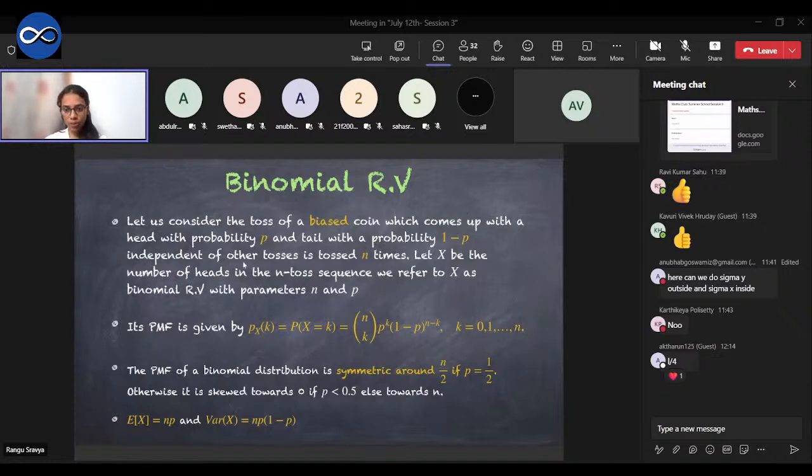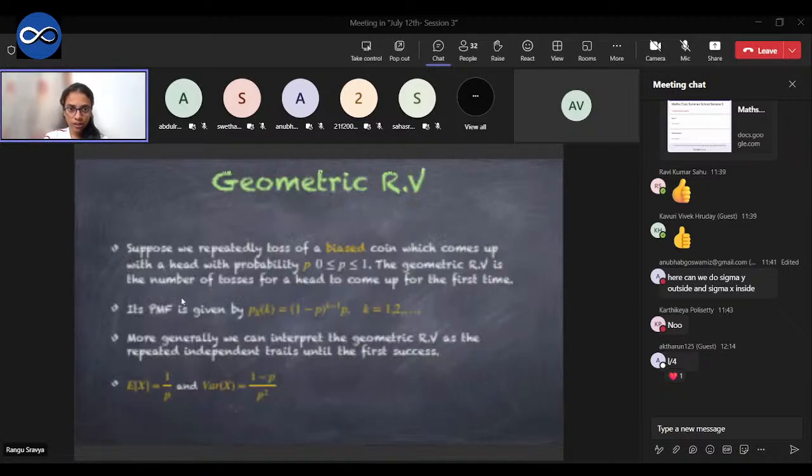This PMF is symmetric around n by 2 if p equal to half. Otherwise, it is skewed towards 0 if p is less than 0.5, else towards n. And expected value of X for a binomial random variable will be np, and variance is np into (1 minus p). So you can try yourself finding E of X and variance of X. I'll give you a hint. You can assume each toss to be a separate random variable and try finding. If you proceed that way, you can find E of X and variance of X easily. Try yourself. This is a binomial random variable.